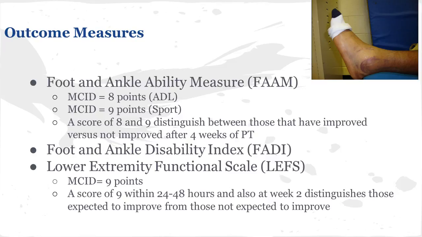The Foot and Ankle Disability Index is an expanded version of the Foot and Ankle Ability Measure. The Foot and Ankle Disability Index is another measure with 2 subscales. The FADI has 26 items and the FADI Sport has 8.